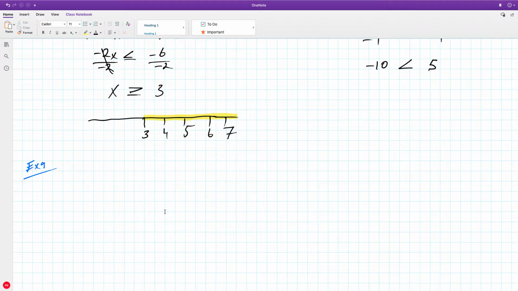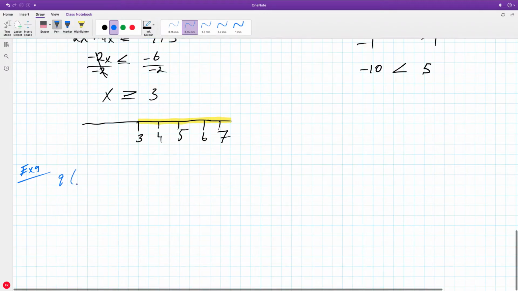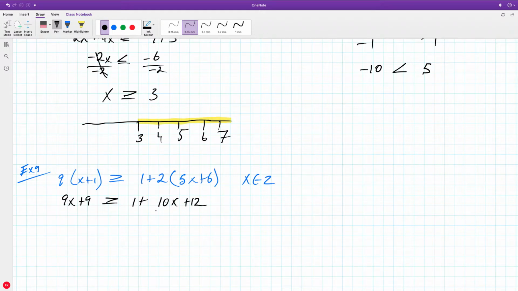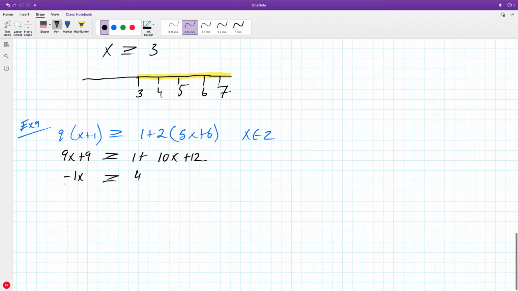Right, let's look at it. So, 9 times (x plus 1) greater than or equal to 1 plus 2 times (5x plus 6), where x is an element of Z. Right, 9 times x is 9x, 9 times 1 is 9, greater than or equal to 1 plus 2 times 5x is 10x, 2 times 6 is 12. Move everything to one side. 10x comes over, take away from 9x, you're left with minus 1x, greater than or equal to 1 and 12 is 13. 13 minus 9 is 4. Divide across by minus 1.